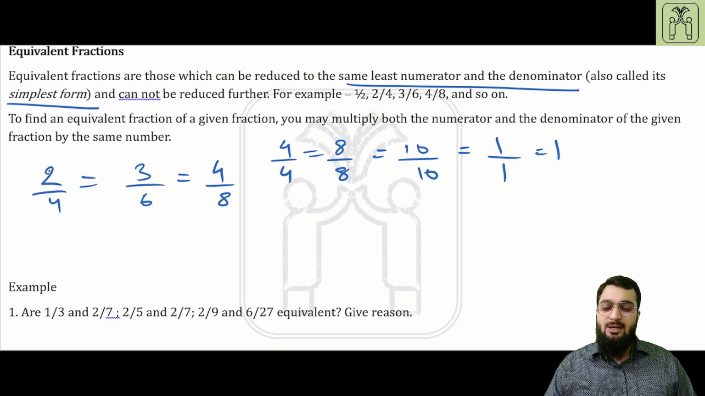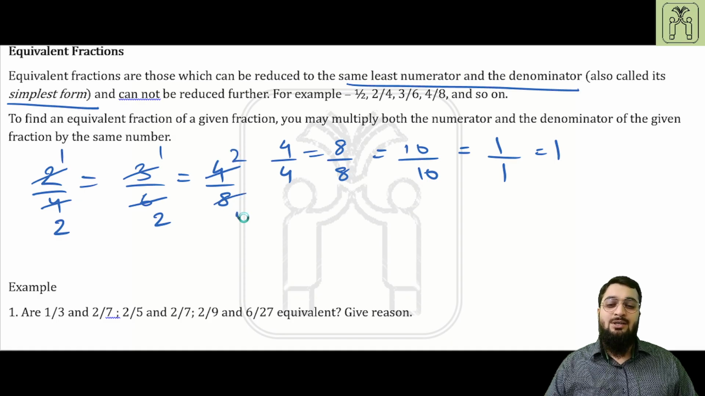If you simplify 2 upon 4, you will see that both have the common factor 2, and 2 will divide it 1 time, and this will be 2 times. Here the common factor is 3, and you will divide it, getting 1, and here you will again get 2. Here the common factor is 2, you will get 2, and here it is 4.